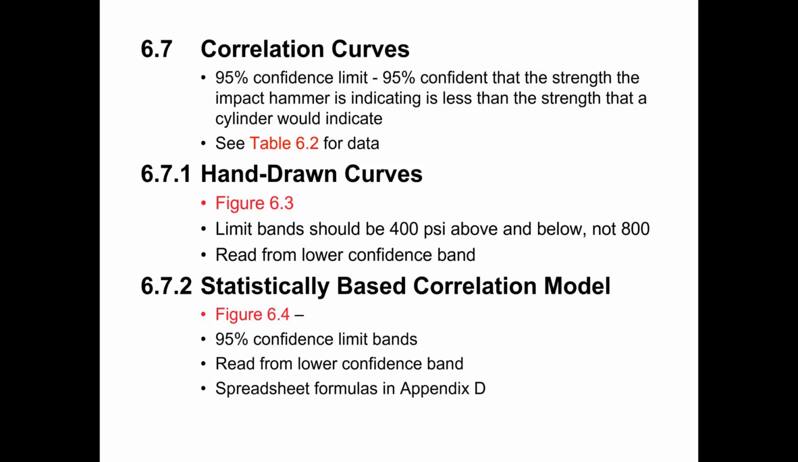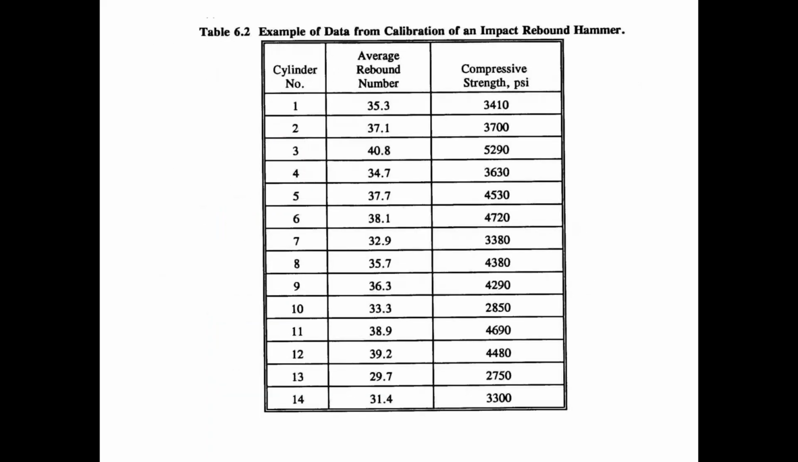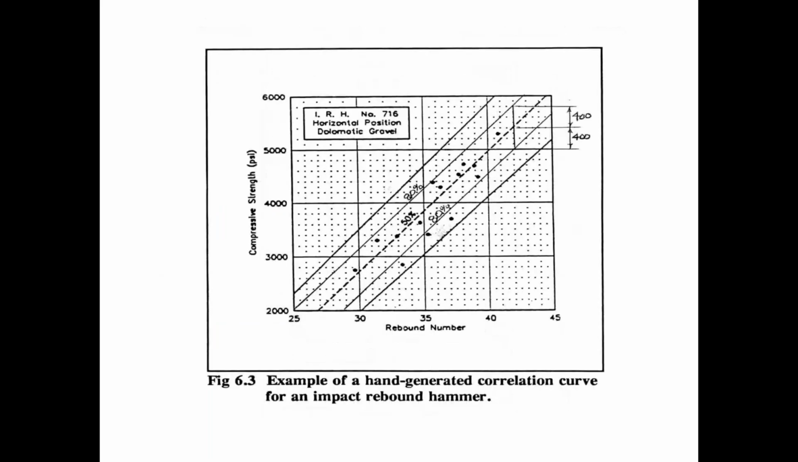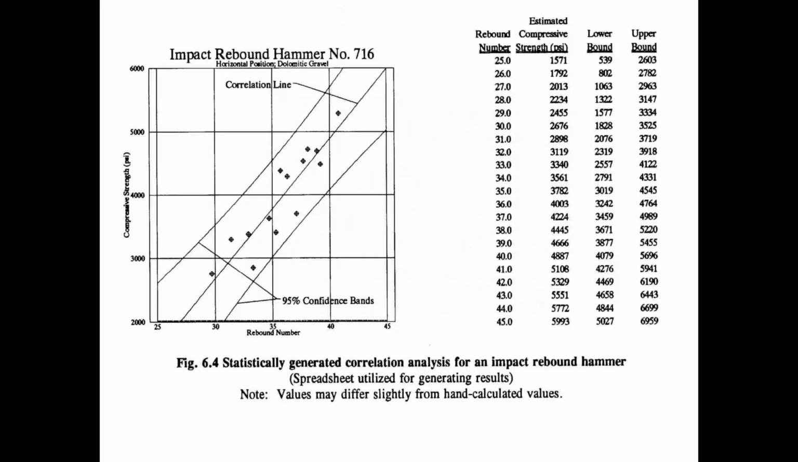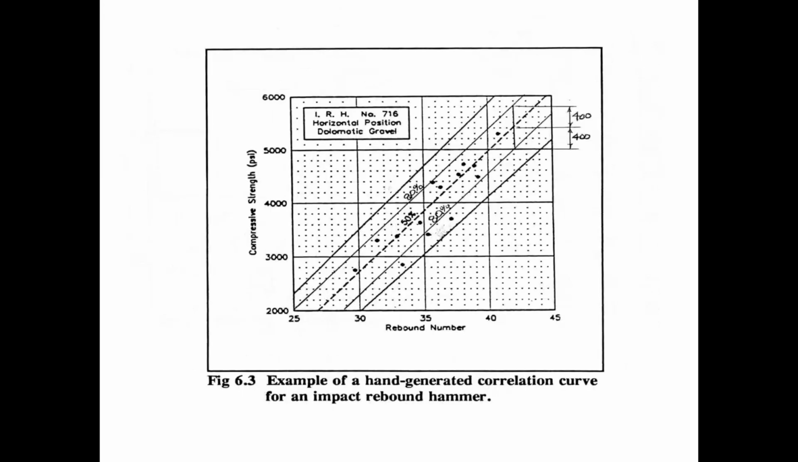So here's the data we're going to be using from table 6.2, and then here is figure 6.3, the hand-drawn curve, and then here's figure 6.4, the computer-generated curve. So we're going to primarily focus on the hand-drawn curve.